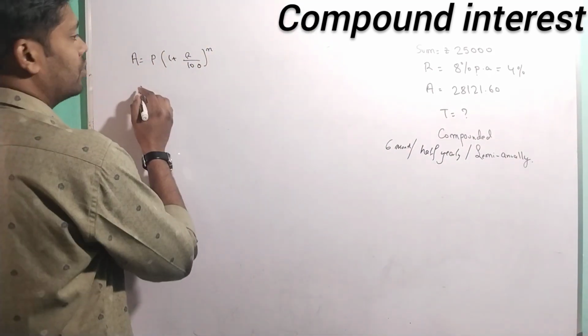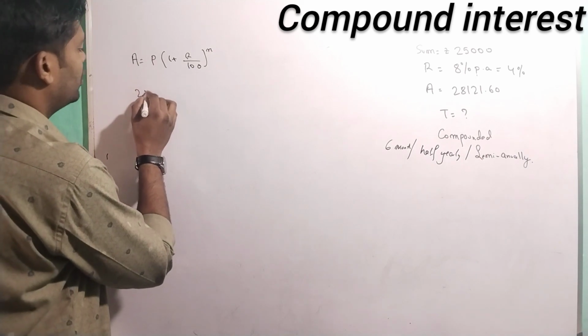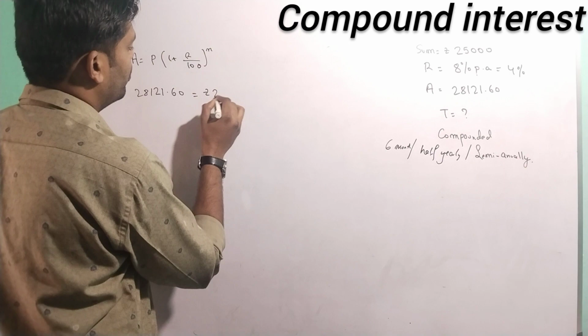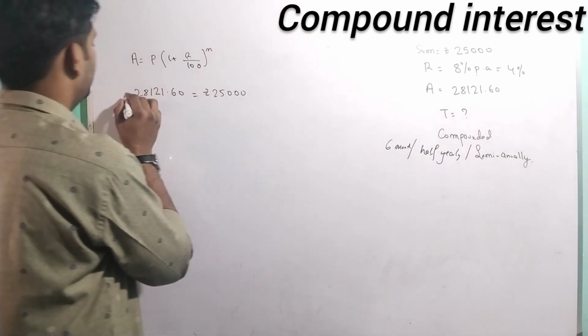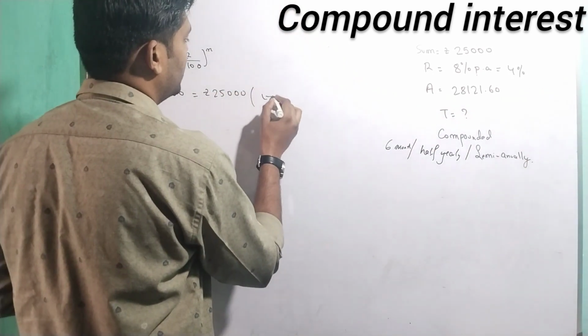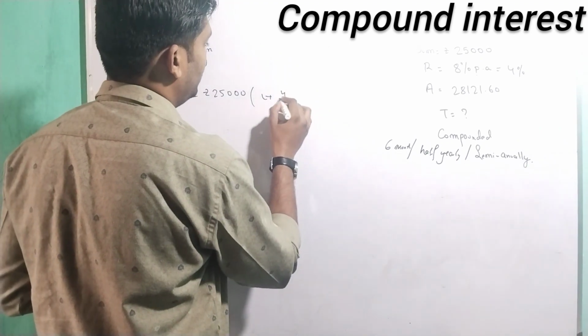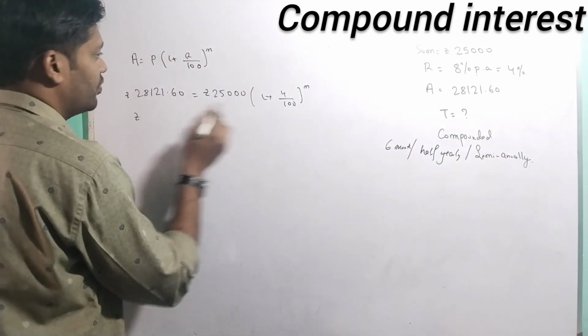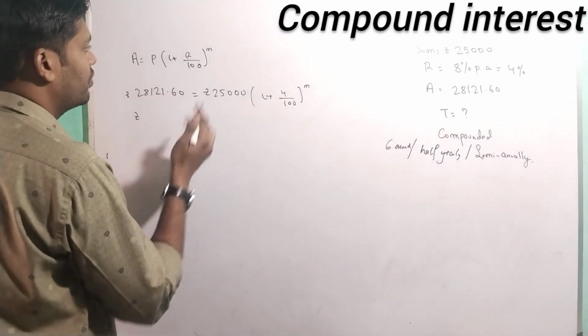Okay, so now the amount is equal to 28,121.60 rupees, equal to 25,123, sir, rupees, yes, right. 1 plus R, how much? 4 by 100 into, and we don't know this one. Okay, so again the same thing, we have to find out n. So everyone go together one by one.